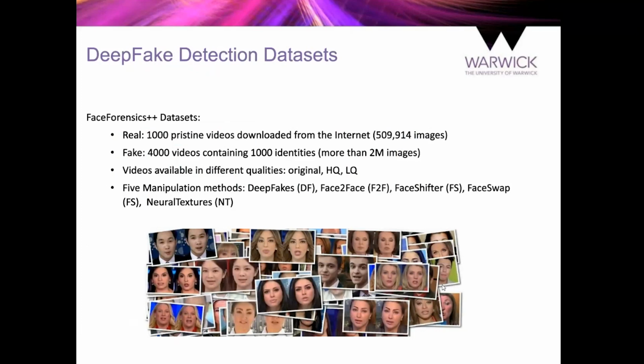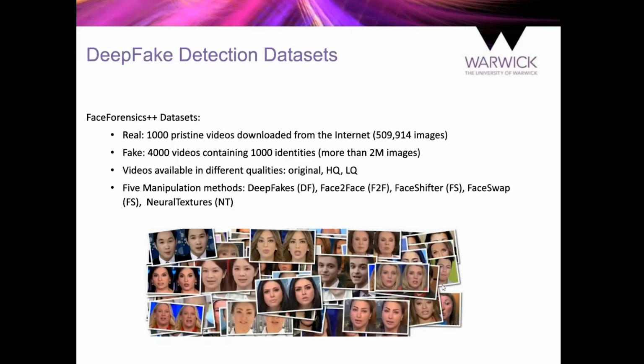One of the most common deepfake detection datasets is called FaceForensics++, and that contains about 1,000 real videos which were downloaded from the internet, and that corresponds to a bit more than 500,000 frames. And we also have 4,000 fake videos, which contain about 1,000 identities of different people, and that amounts to more than 2 million images. All of those videos are available in different qualities.